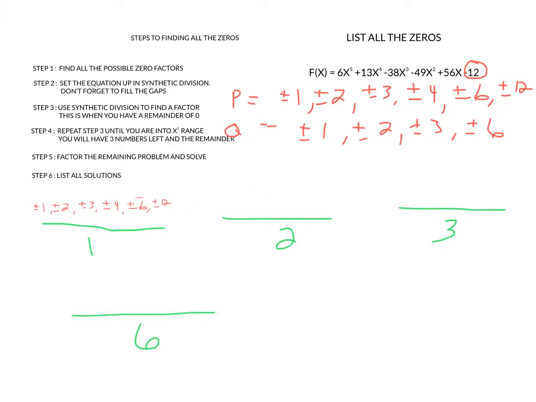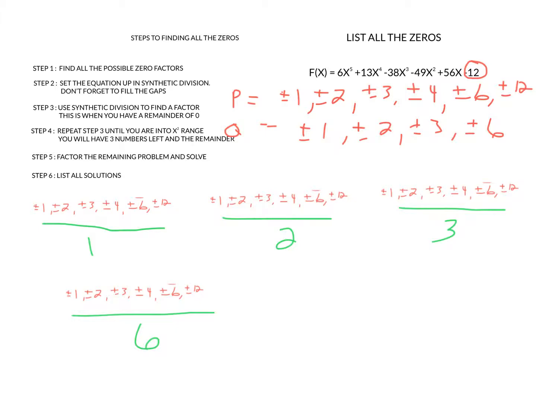Okay, and then we'll just do this 4 times. Here's that one. There's that one. And we do it one more time. All right, so here we go. Let's go list our possible factors.